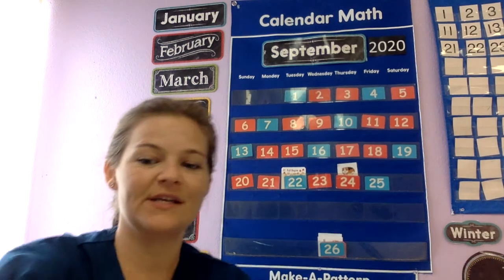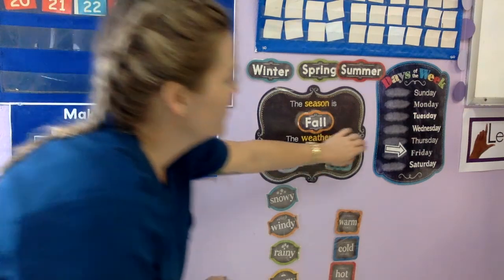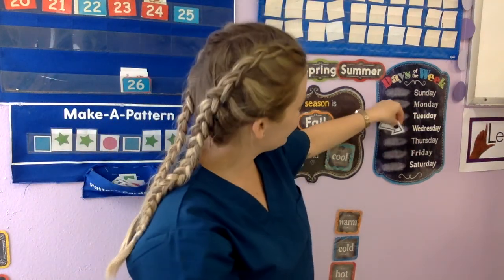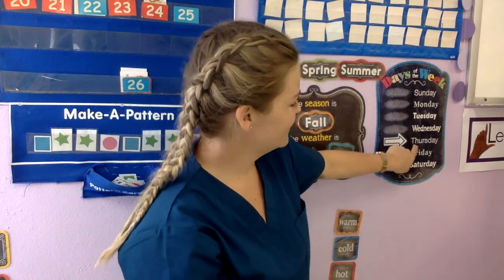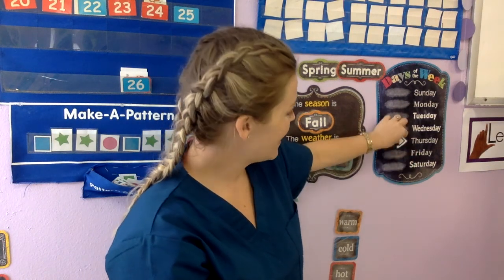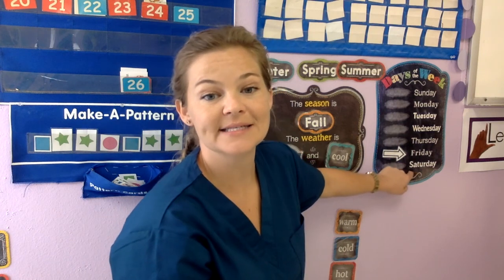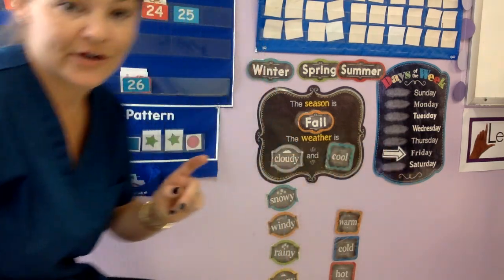I'm going to come over here and let's move our arrow. There's all our days of the week. Oops, it was already moved, sorry. Yesterday was Thursday with the TH, Thursday. So today is Friday with the F, Friday. Now, if today's Friday, what day is tomorrow going to be? It starts with an S. Tomorrow is going to be Saturday, so we don't have school on Saturdays.